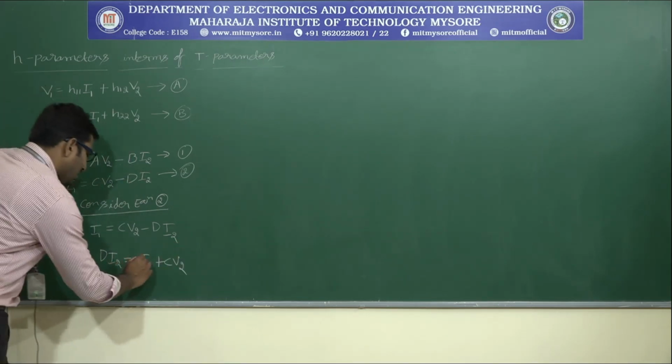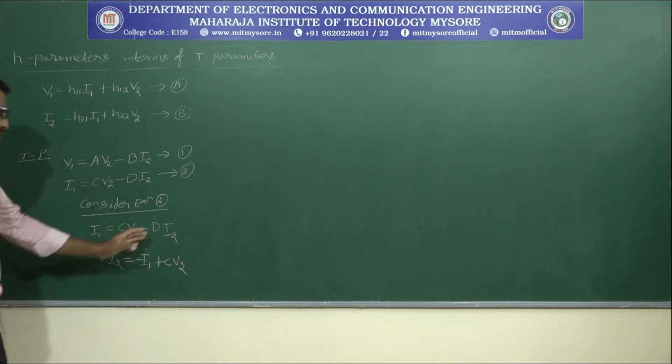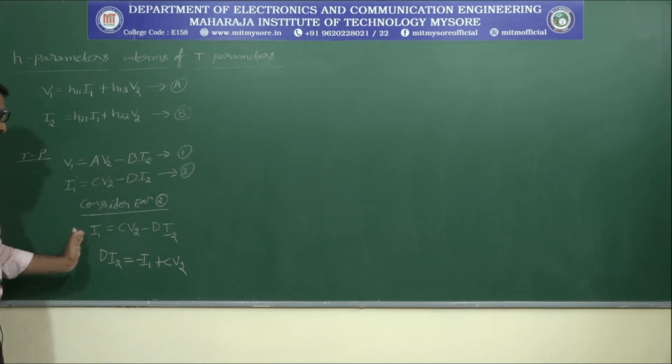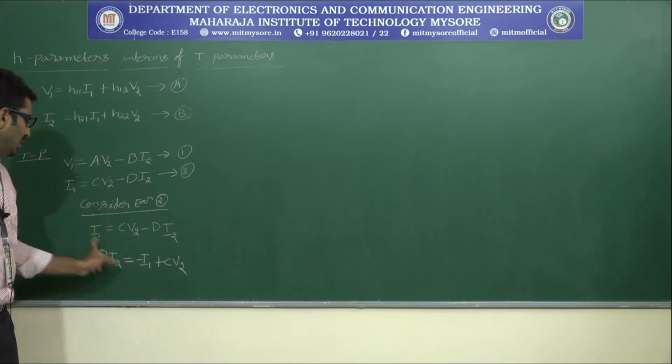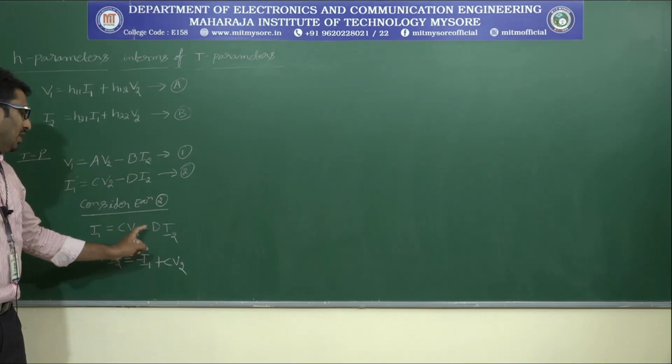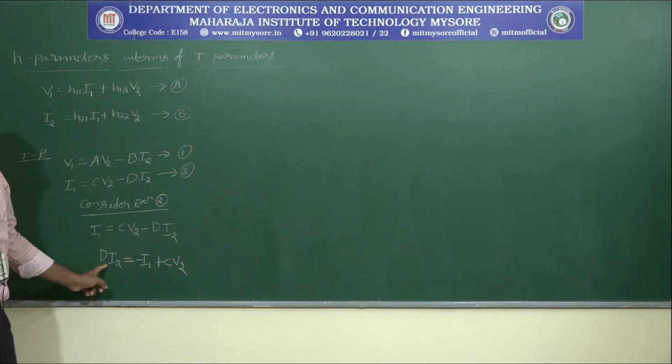Sorry, minus I1 plus CV2. Just shift this minus DI2 to the left hand side and shift I1 to the right hand side. So plus I1 becomes minus I1, and plus CV2 minus DI2 becomes plus DI2.